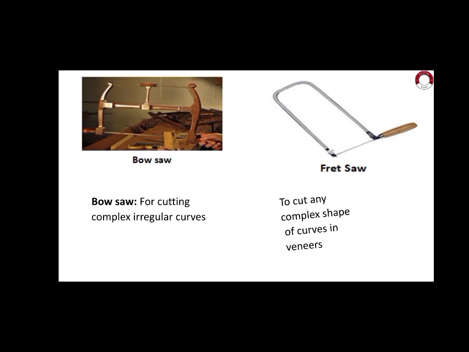Then we have this wonderful saw called the bow saw. Yes, it looks like a bow and an arrow, but no arrow here. Now this saw is used to cut complex irregular curves, circles, shapes that look like S and all that. Then we have this other one called the fret saw. The fret saw is very tiny with a very thin blade. It is used to cut complex shapes on curves, especially when you are working on veneers.